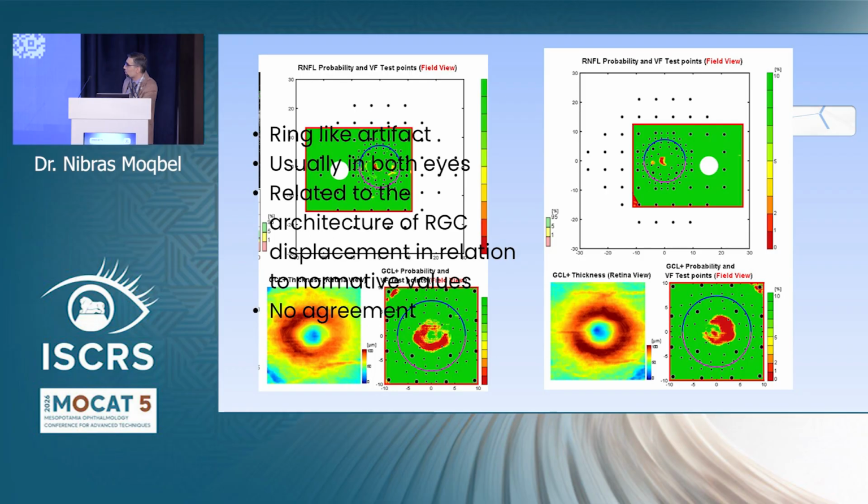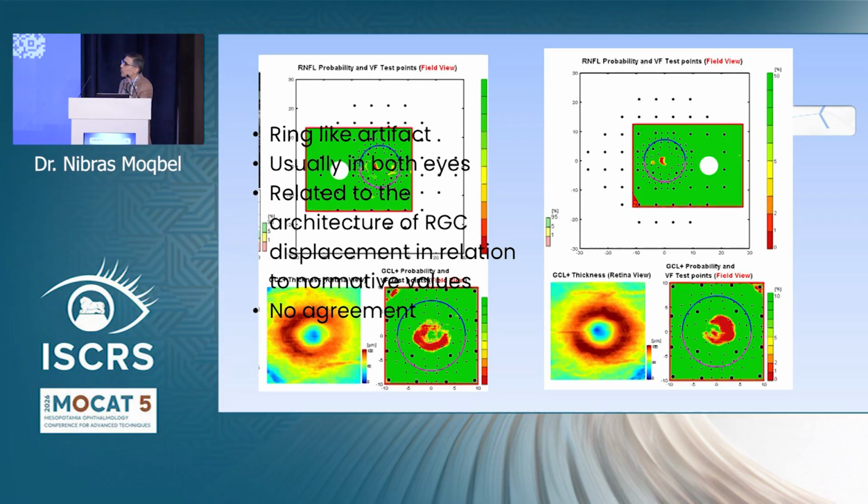Other examples of foveal ring. These are for other two patients. It's similar. It's at the fovea, and it usually happens in both eyes. It's related to the retinal ganglion cell layer displacement in comparison with the normative value. In the normative value, they have less displacement. In these patients, they have more displacement, as if they have an apparent loss at the ganglion cell layer at the fovea. This is what we call a foveal ring.